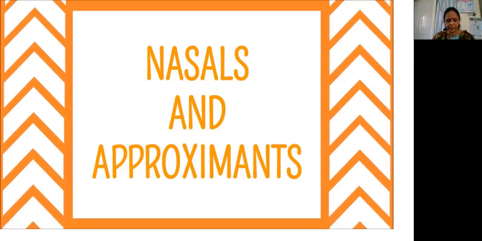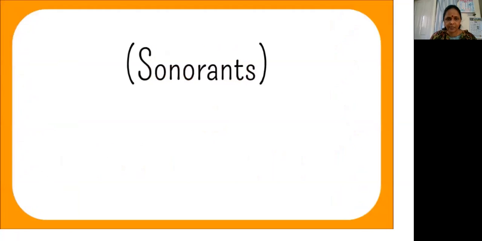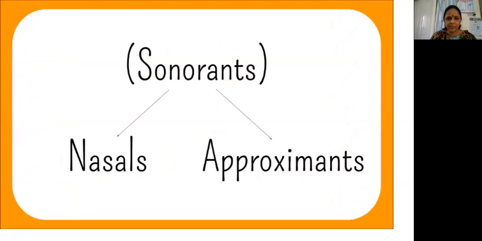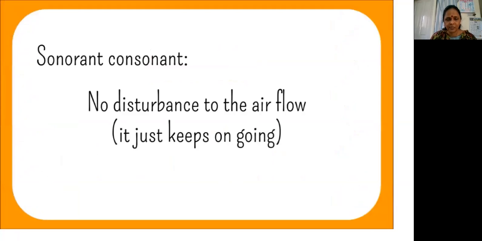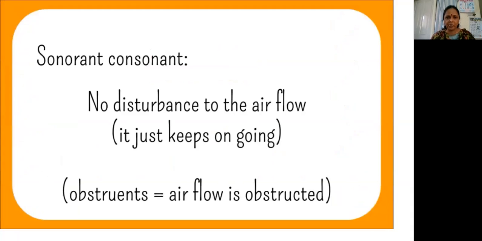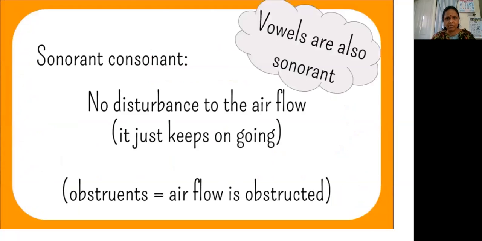welcome to a series all about the sounds of English. In this series, we're going to learn all about the physical sounds that we have in English. Today, we're going to learn about the sonorants, that is, the nasals and the approximants. A sonorant consonant is a sound that is produced without any disturbance to the airflow, as opposed to obstruents, where the airflow is obstructed. Vowel sounds are also sonorant. Sonorant consonants in English can be split into nasals and approximants.